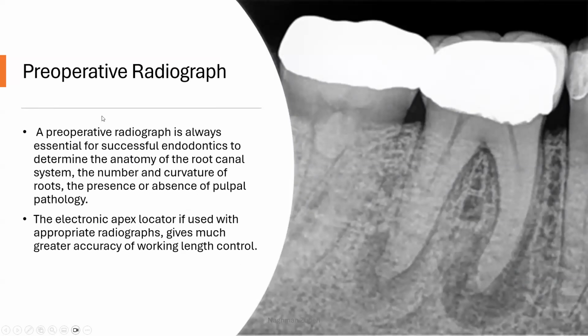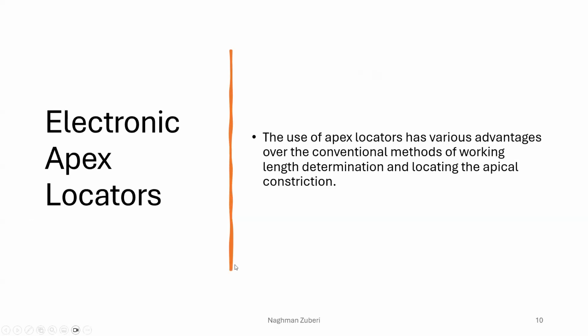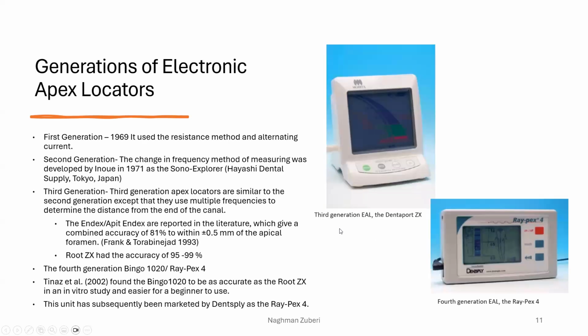No matter whether you are going for the radiographic method or for determination of the length using the electronic device, a preoperative radiograph is always essential for successful endodontics to determine the anatomy of the root canal system, the number and curvature of the roots, the presence or absence of pulpal pathology, etc. The electronic apex locator, if used with appropriate radiographs, gives much greater accuracy of working length control. The use of apex locators has various advantages over the conventional methods of working length determination and locating the apical constriction.